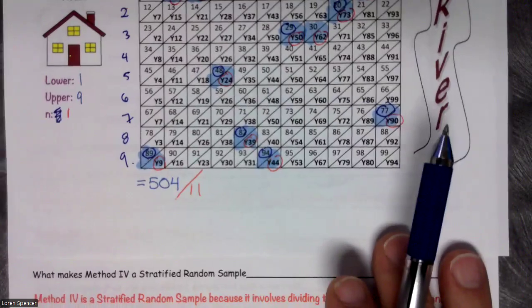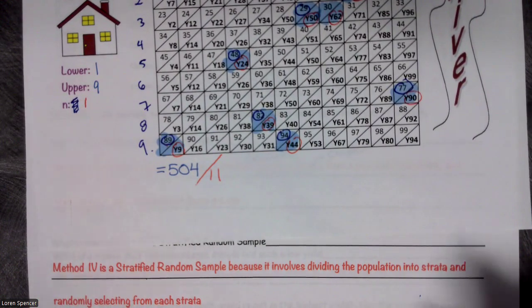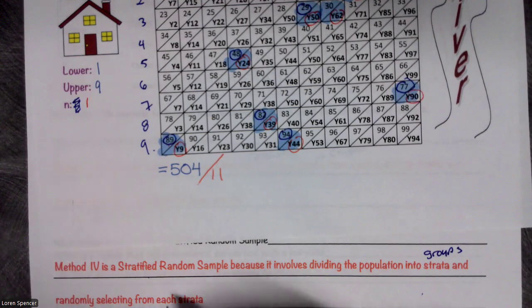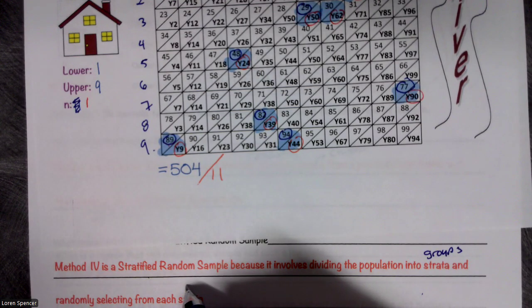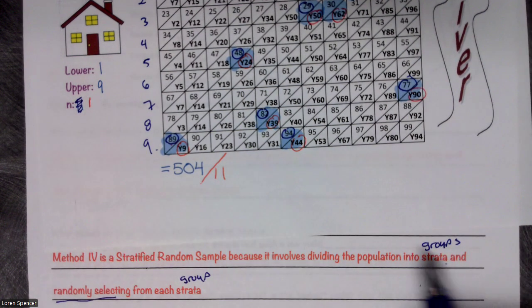So what makes method 4 a stratified sample? Because it involves dividing the population into strata or groups and randomly selecting from each group. So we broke them into groups and randomly selected from each group.